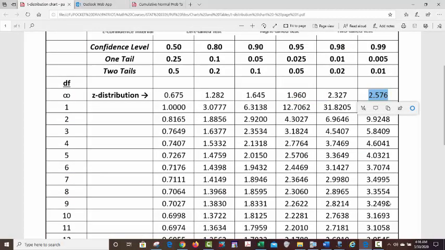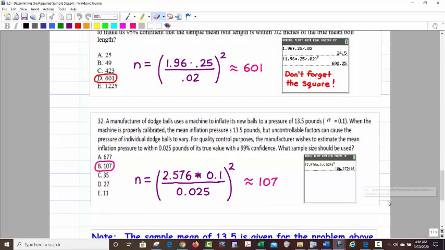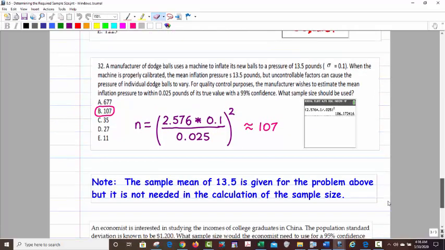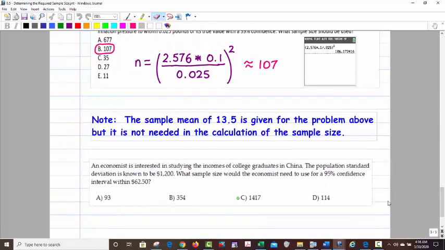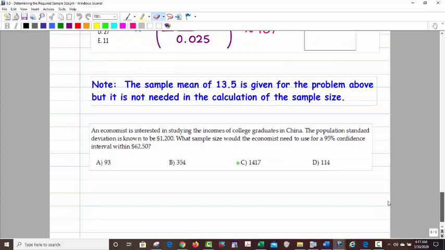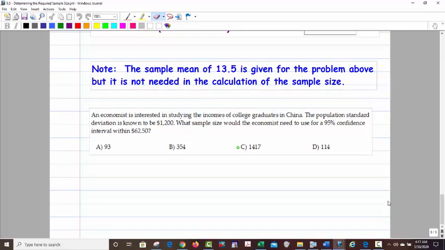Right there, 2.576. So it's 2.576 times 0.1 divided by 0.025. Square all that, and it's 106 point something. That automatically makes it become 107. Excellent. Okay, here, so there's what I just said, typed out there, that we don't need the 13.5. So let's take a look at this one.